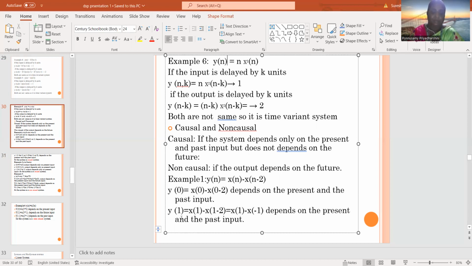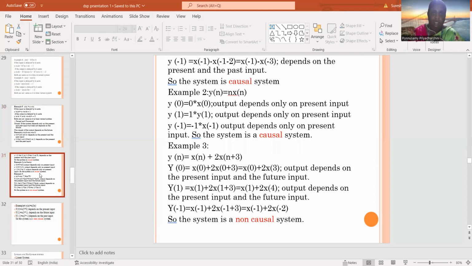And similarly, if I take n is equal to 1, y of 1 is equal to x of 1 minus x of 1 minus 2. It depends on the present as well as the past input. And here, if I take minus 1, it depends on the present and the past. So it is a causal system. For all three conditions, it has to depend only on the present and the past. So the system is a causal system.